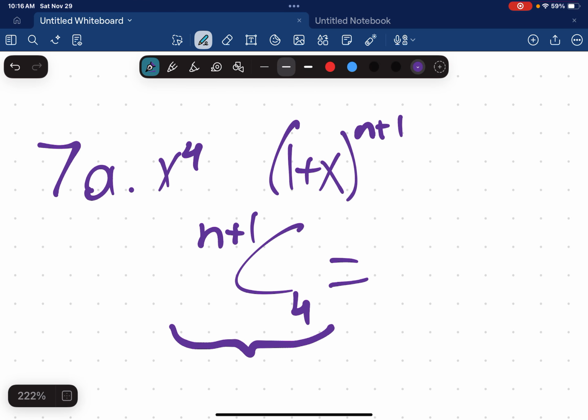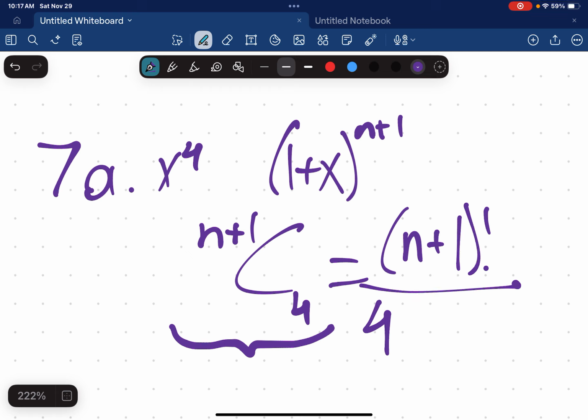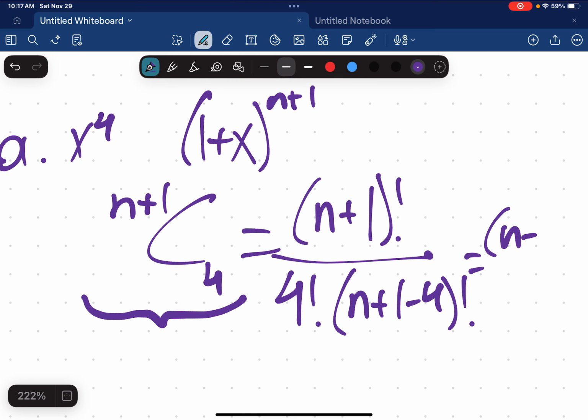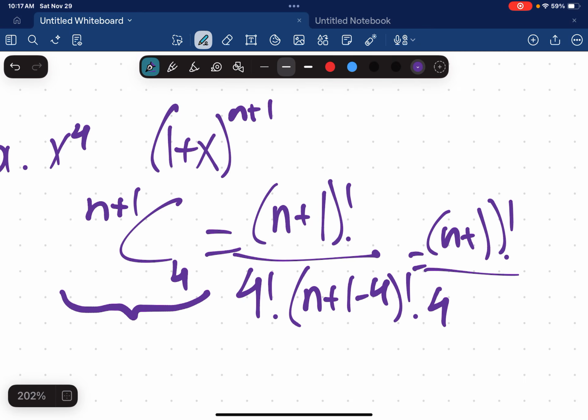And it wants it in factorial form. So remember just the binomial equation for all of this. N plus 1 minus 4, which is just equal to n plus 1 factorial over 4 factorial and n minus 3 factorial. That's our answer. I like this purple.